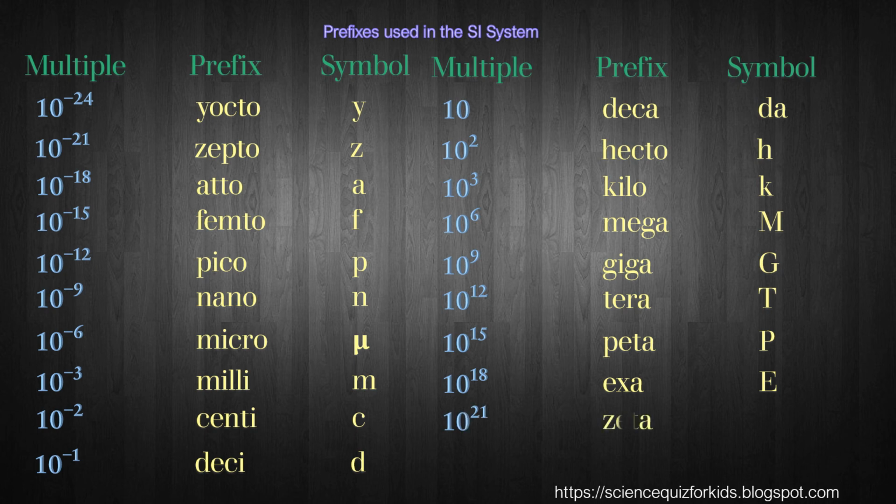10 power 21, prefix zetta, symbol Z. 10 power 24, prefix yotta, symbol Y. So these are the prefixes used in the SI system.